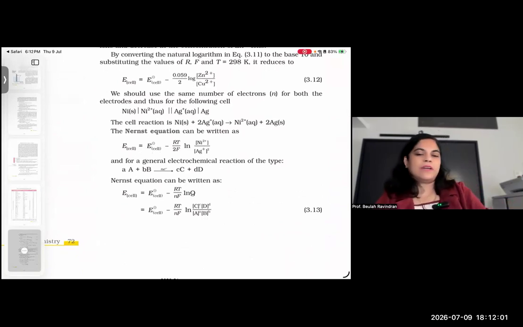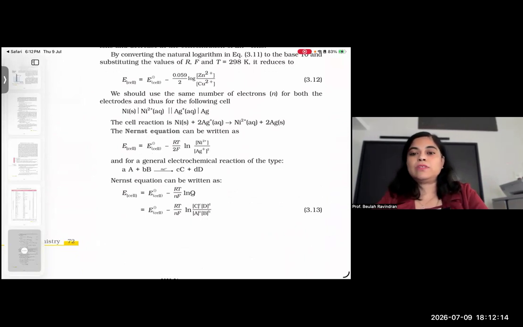What is the Q factor and everything? This equation predicts battery voltage, electroplating, corrosion, fuel cells, and even biological cells. That is why every NEET and JEE student must master it, especially for board exams also.